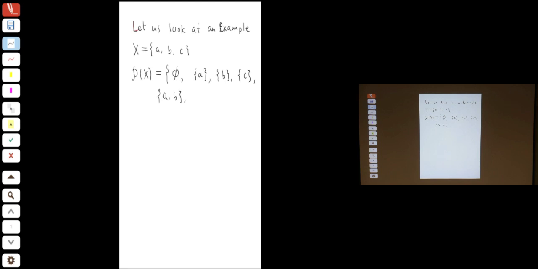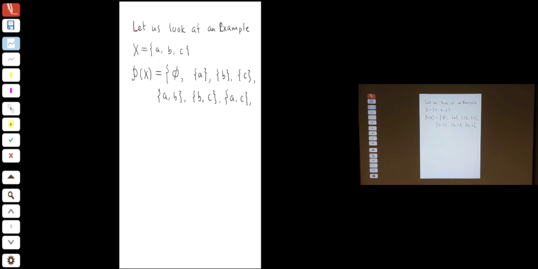And then you can get {B, C}. It's another 2-element subset. And then you have {C, A} or {A, C}. No more. These are all the combinations because there are only 3 elements, so it's very easy. So that exhausts all the 2-element subsets.